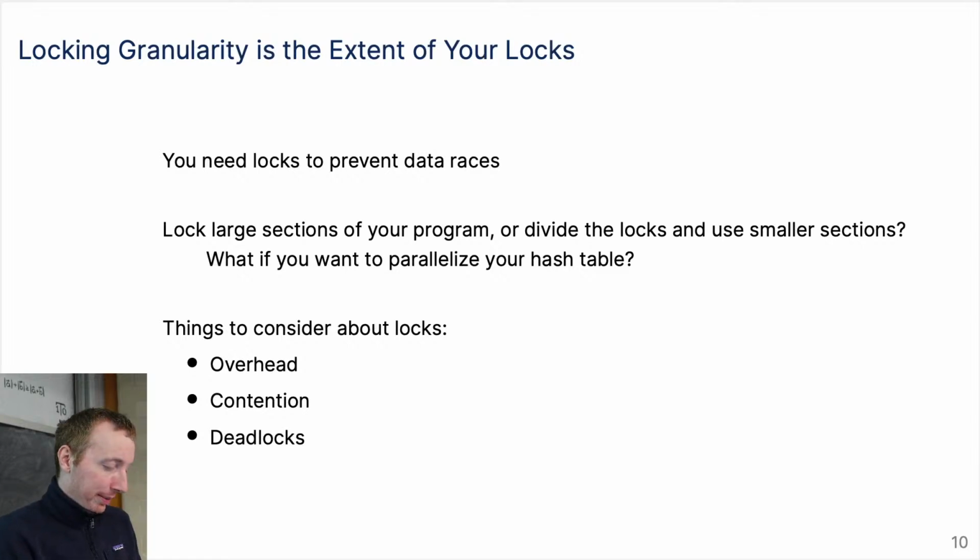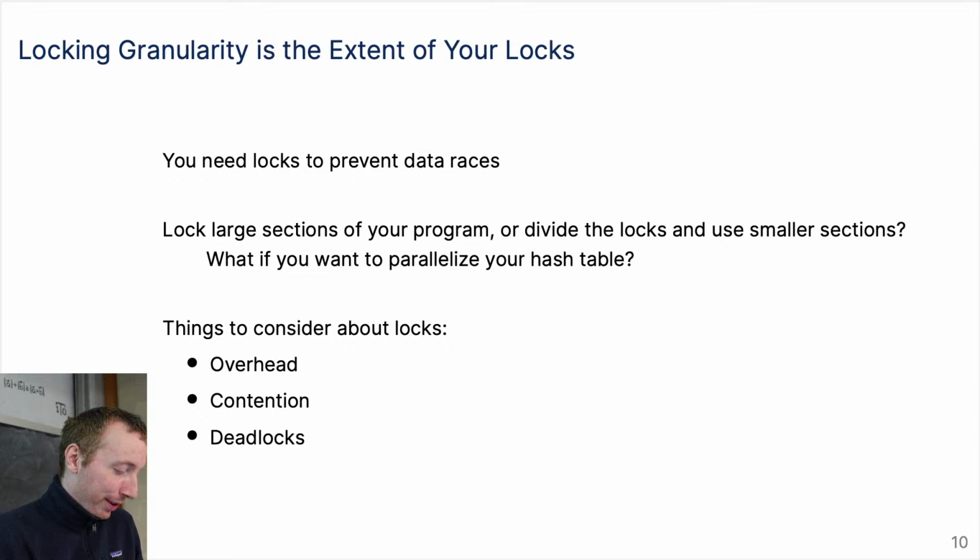So the next thing we can talk about is locking granularity, and that's the extent of your locks. Considering a mutex, all the code between lock and unlock is essentially running in serial. So you want to keep that as small as possible, while still preventing data races, because that's your number one goal. You need to prevent data races, or else your program is going to behave incorrectly. There are some cases where data races might be okay, but you really have to argue about that. But if you lock large sections of your program, that might be bad. You might want to divide the locks into smaller sections.